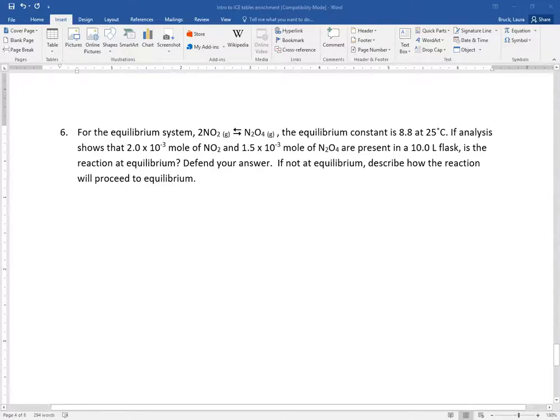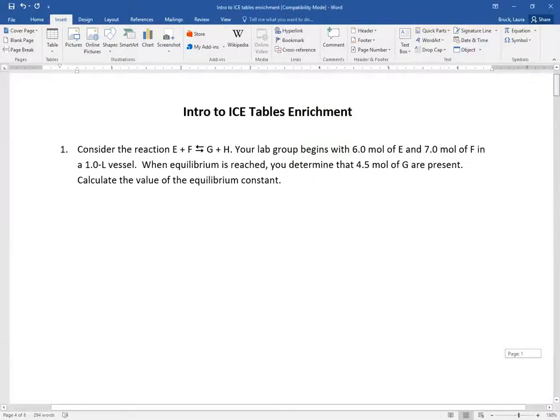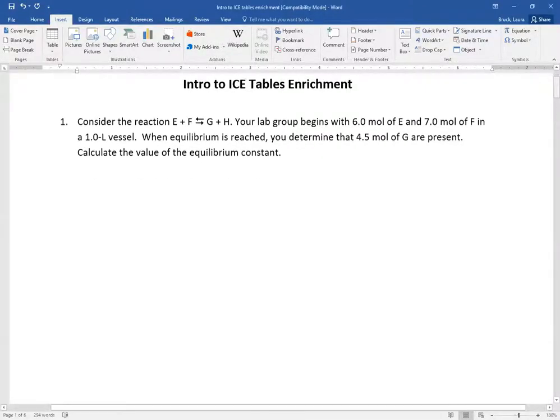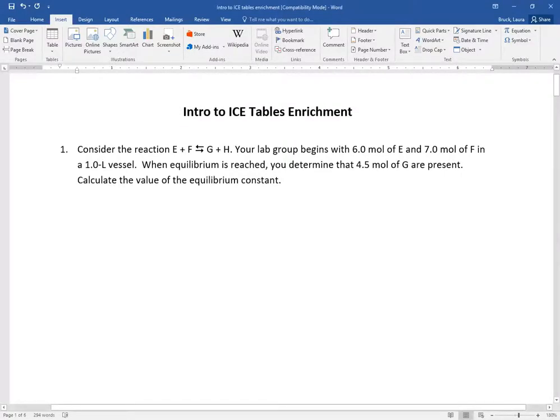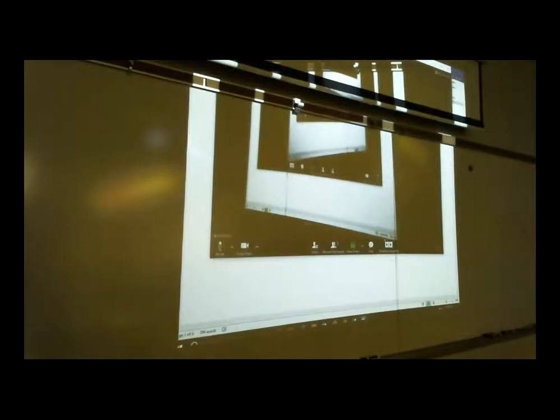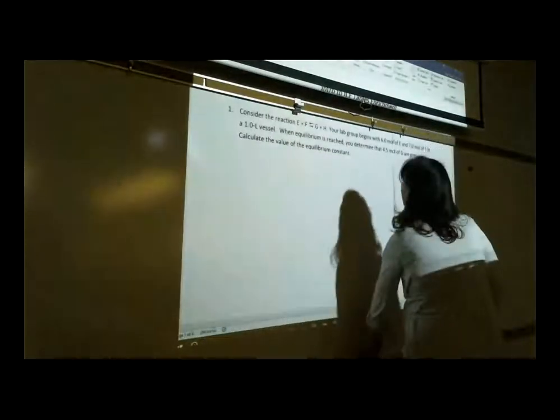Now, if you are an online student, this is also posted on the course website. There's a file called Ice Tables Enrichment. You could just go download it from there, try it for yourself, and then check your answers as well. So now we're going to go over these problems and see if everybody got it right.